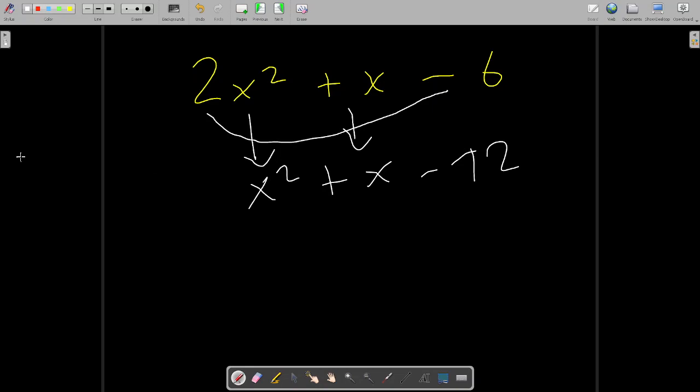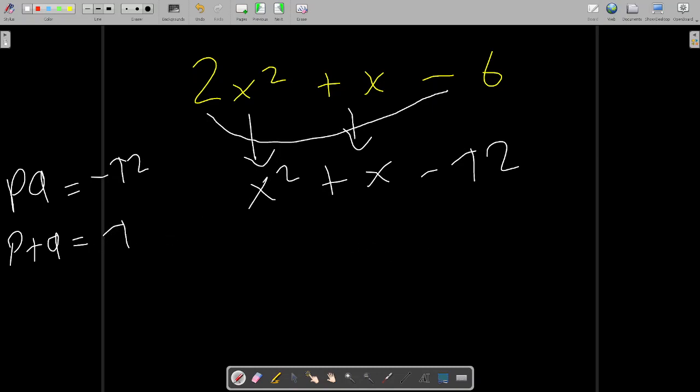Now let's find the two values. Two values that, when multiplied, equal negative 12, which is the c, and when added equal 1. 1 is the b right here, as 1x is the same as just x, because 1 times anything is just equal to itself. So we don't need to put the 1 there, it's just x. When p and q are multiplied, it is equal to negative 12, but when p and q are added, it is equal to 1.